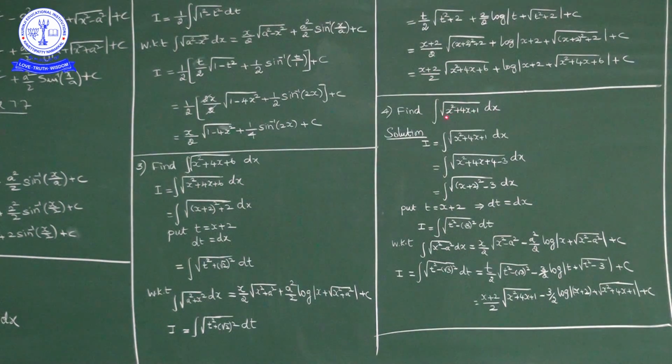Okay, now here we have x square plus 4x plus 1. So 1 I will write as 4 minus 3. What is the advantage by writing like this? So x square plus 4x plus 4, up to here it is a perfect square, no? So x square plus 4x plus 4, what we can write? (X plus 2) whole square.